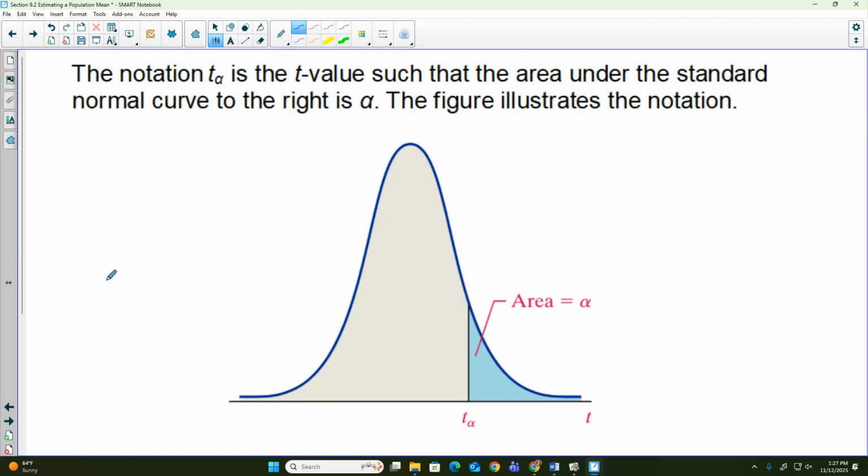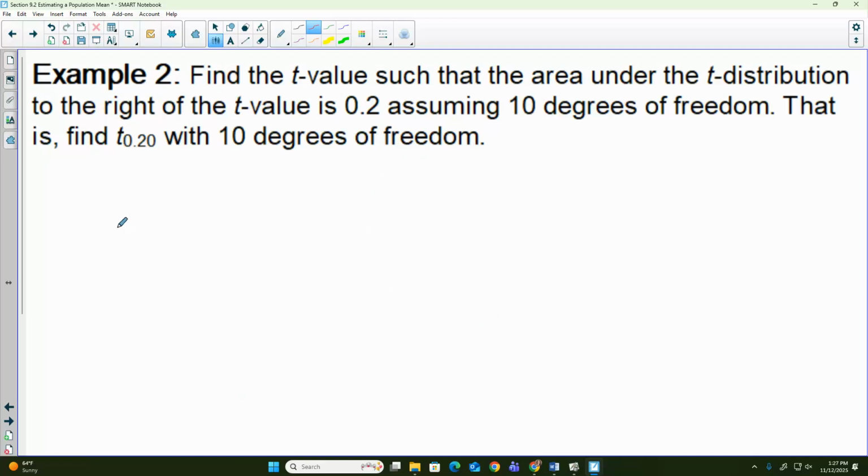All right, notation. Everybody pay attention here. These are the things that we need to know as we're moving forward. We are going to see T alpha a lot. Just like Z alpha is area to the right, T alpha is area to the right. We're just using a T value instead of a Z value here. So we're going to practice understanding this. Find the T value such that the area under the T distribution to the right of the T value is 0.2.